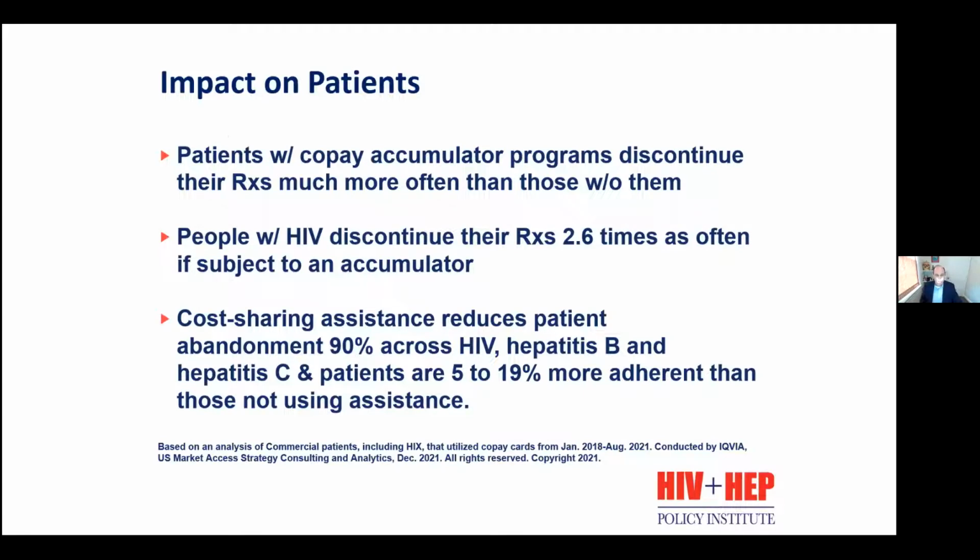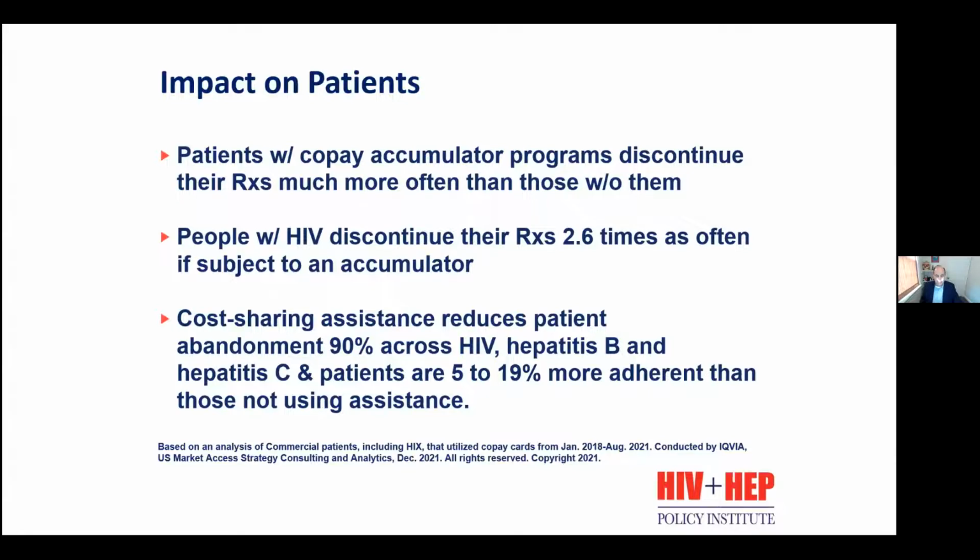So I was looking over some of the Notice of Benefit and Payment Parameters comments that came in recently, and I saw one of the HIV companies had some really good data in there on the impact of copay accumulators. And this is looking at HIV patients, but first of all, they determined that patients with copay accumulator programs discontinue their medications much more often than those without. And they based it all on looking at their claims data. IQVIA did it. And I think it was more than just their company, it was all HIV drugs.